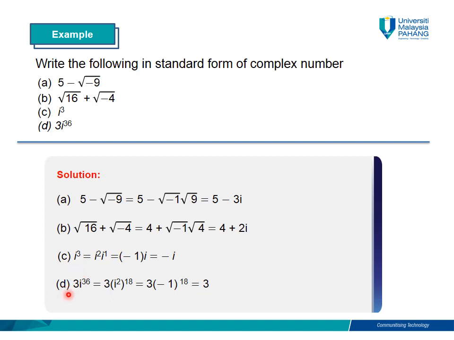Look at D. So 3i power of 36. Okay, so here we can do like this. So i power of 2 in bracket power of 18. Because 18 times 2, you will get 36, right? And we know that i power of 2 is negative 1. So negative 1 to the power of 18, you will get 1. So 1 times 3, the answer is equal to 3.